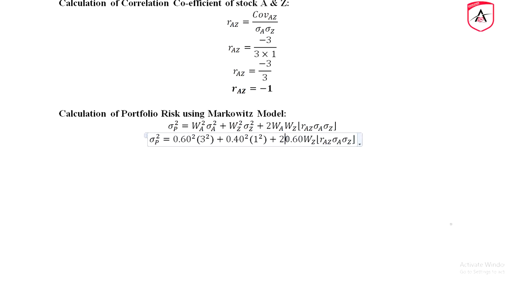Similarly, I am substituting the values for this also. It is for security A and security Z. Investment in security Z is 0.40, and correlation coefficient, we have just found it over here, that is minus 1, and standard deviation A is 3, and standard deviation of stock Z is 1. We have to calculate this.